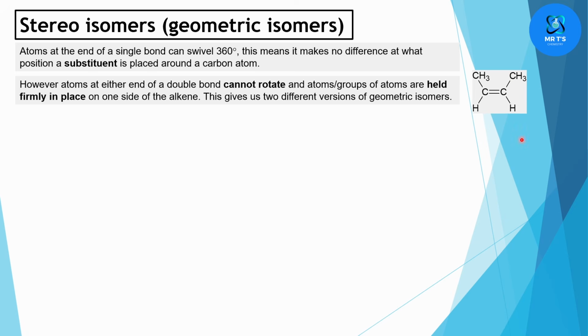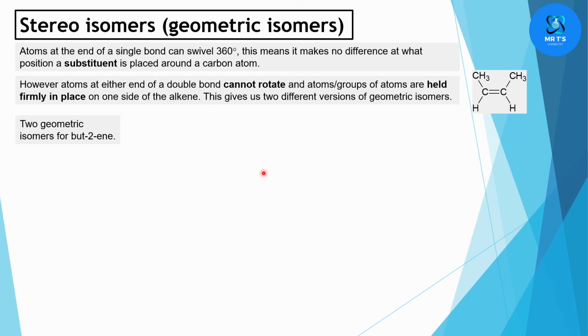Now what do we mean by that? Well, because these carbons have 2 bonds between them, the right hand side of this molecule and the left hand side of the molecule can't rotate relative to each other. So the CH3s are always going to be held at the top of the molecule, on the same side of the double bond as each other.